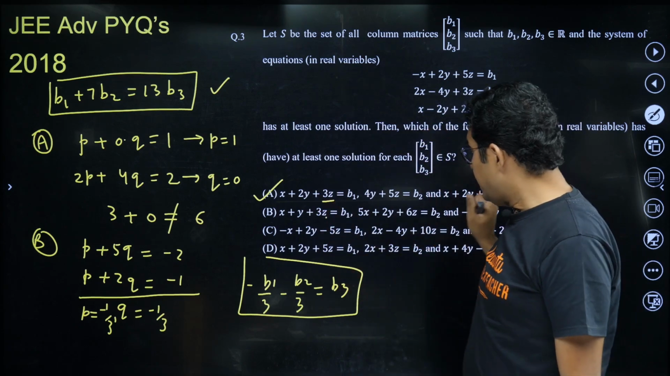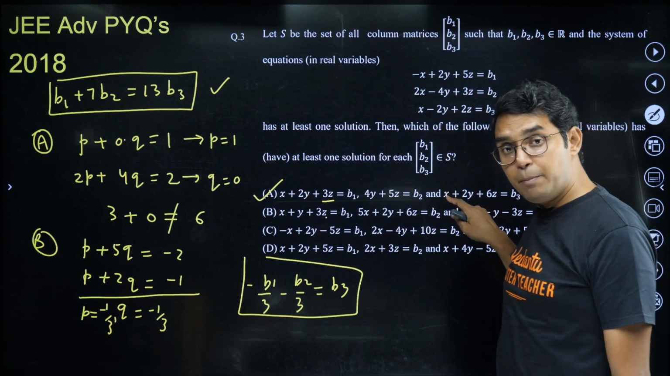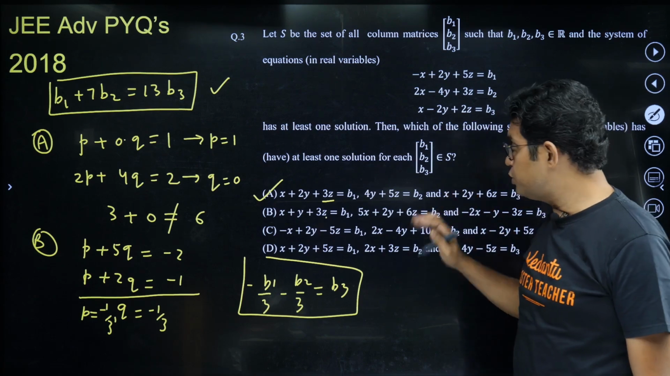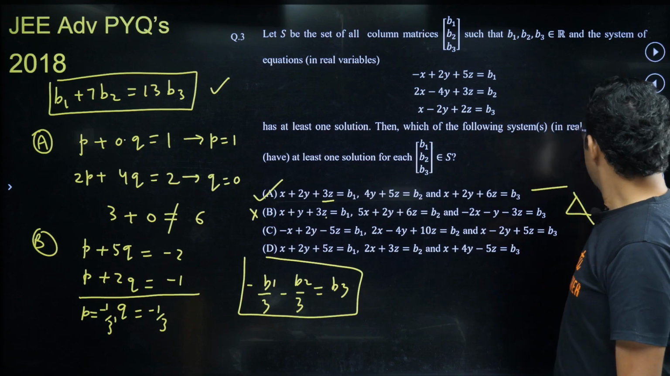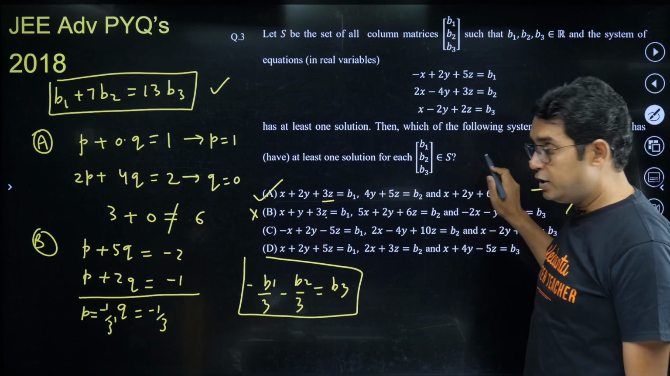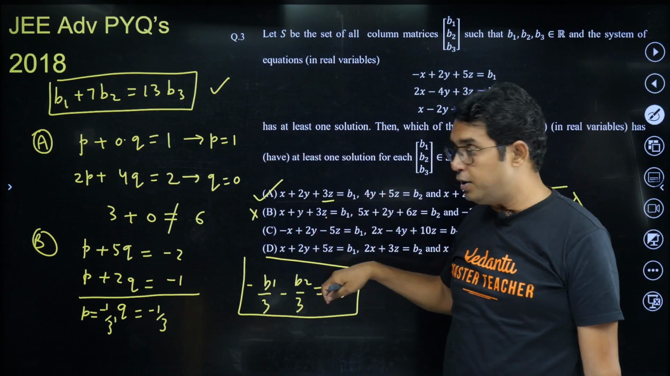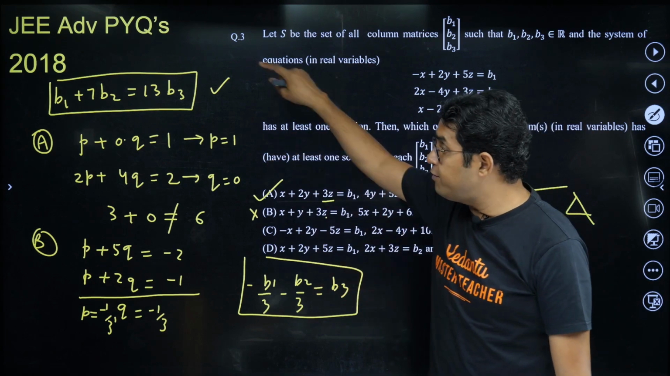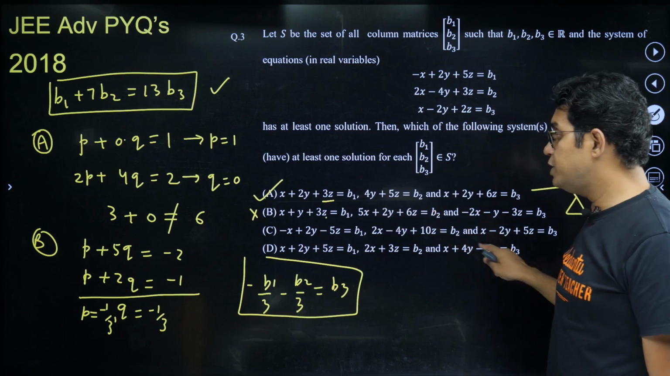That means in that case, this system of linear equations in option B will not give you any solution. So this is not the answer. Please understand, they are saying for each B1, B2, B3 belongs to S. Maybe some values satisfy both of them. Maybe the linear equation can be solved to get B1, B2, B3, but not every value of B1, B2, B3 here will satisfy this. Hence, this option is wrong.